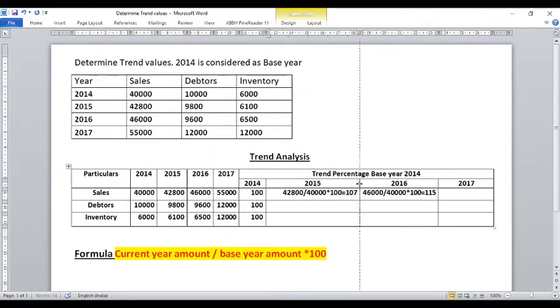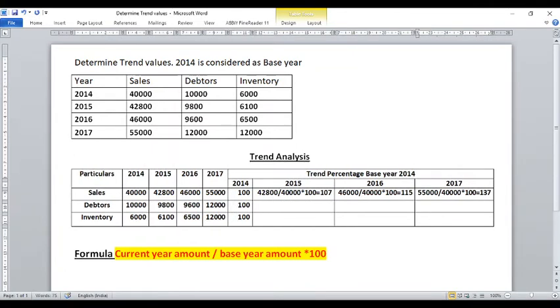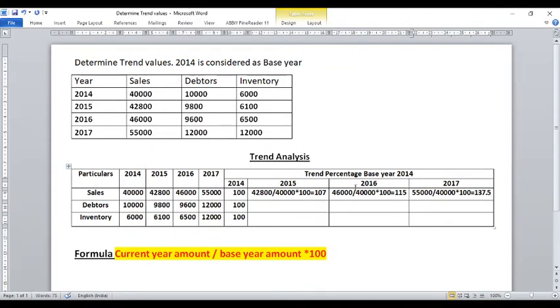So next we have to move to 2017. For 2017, your sales amount is 55,000. 55,000 divided by your base year 2014 amount, 40,000, into 100, you get a percentage of 137.5. So this is for sales. So it is nothing but your current year amount for 2017. For 2017 the current year amount is 55,000. Base year is 40,000 into 100, you get 137%.